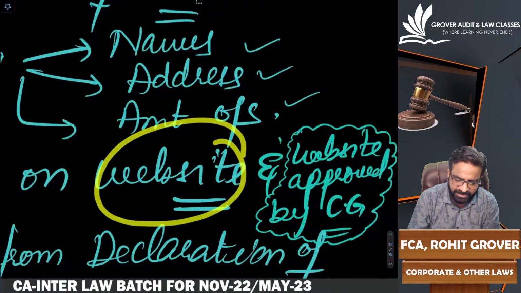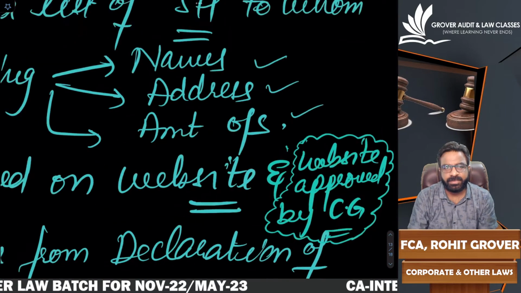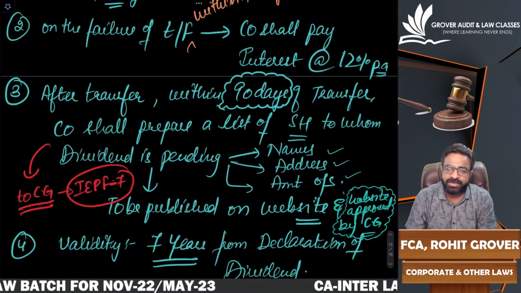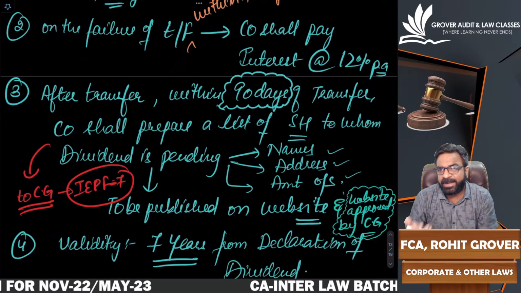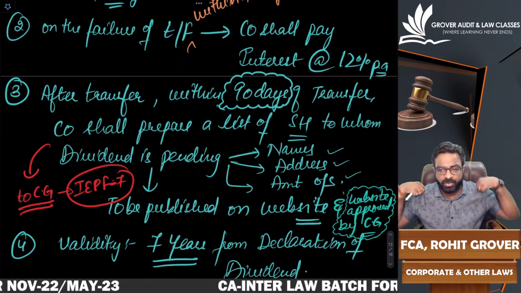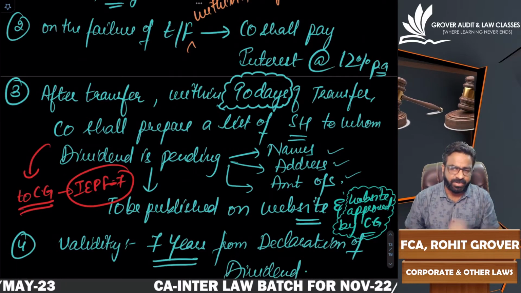And this list which the company has prepared will be published on the website of the company as well as the website which is approved by the Central government. Why is it being published on the website? So that if somebody wants to know whether my dividend is pending and where I can go and claim my dividend, the total information will be given on that list.